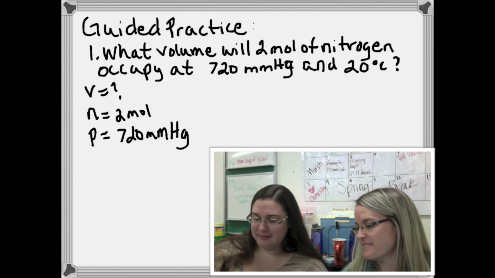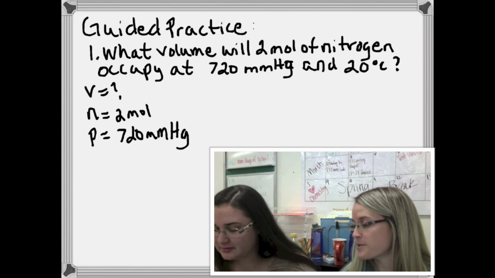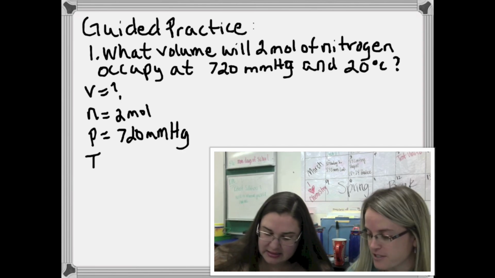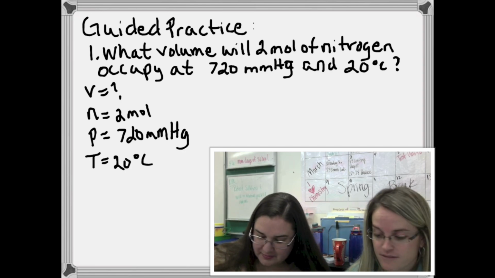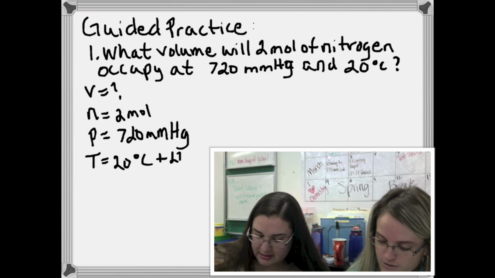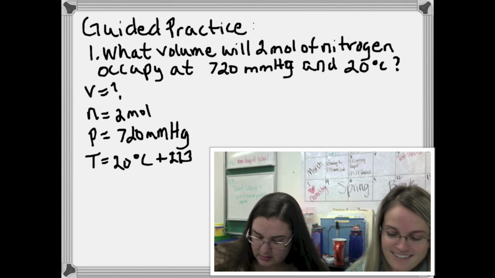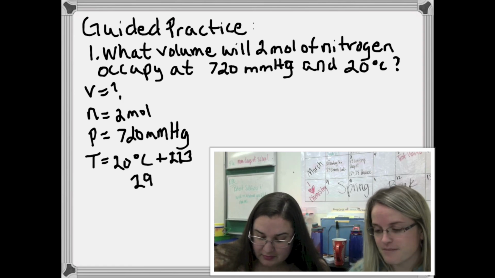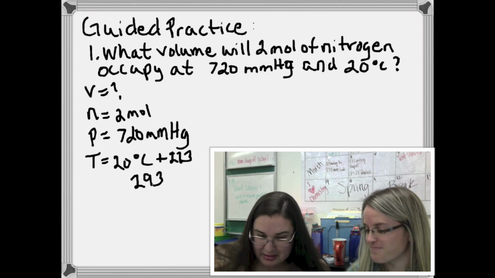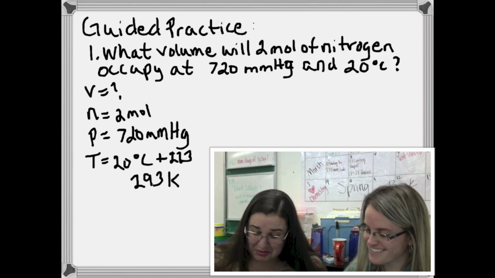Okay. All right, and then 20 degrees Celsius. Temperature. Celsius, again, you've got to convert it to Kelvin. So we're going to add. 273 plus 20, and just in case you can't do simple math, we've got a calculator. 293.